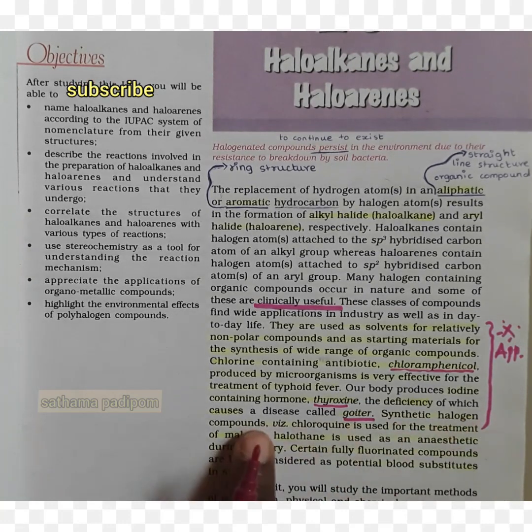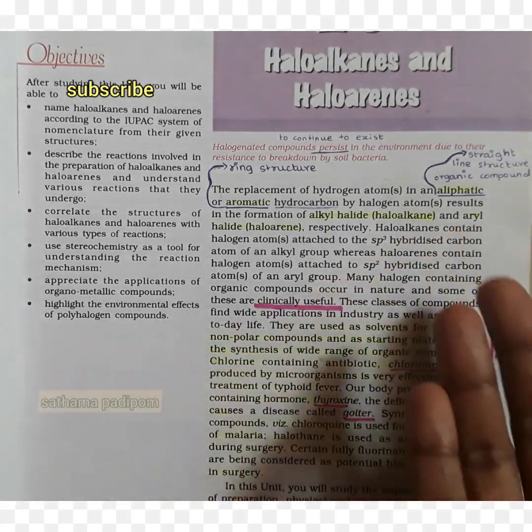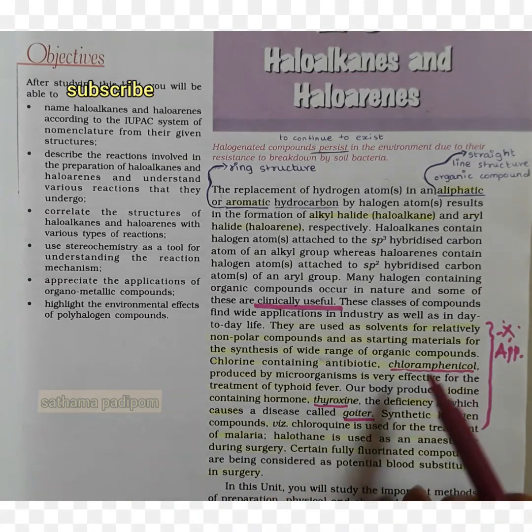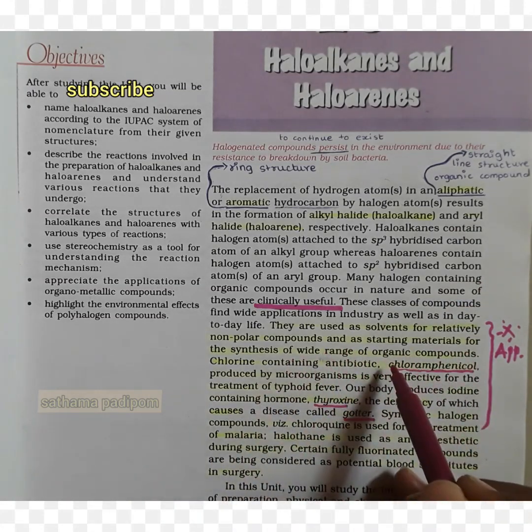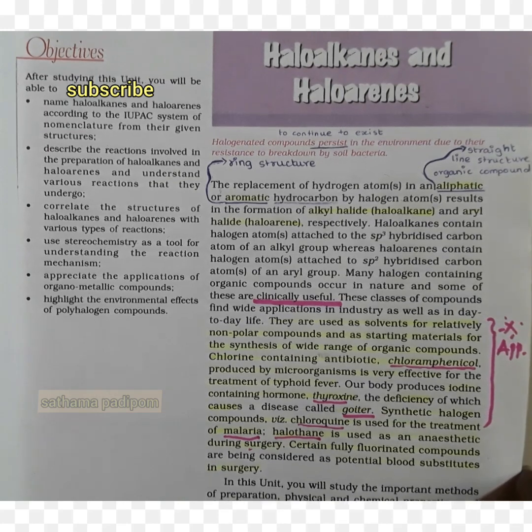Synthetic halogen compounds. So they are synthesized. We have synthesized them from the haloalkanes, haloarenes. Yes, here we have learnt one point: it is used to synthesize many organic compounds. For example, chloroquine. Okay, so what is the purpose of chloroquine? For the treatment of malaria. Next, halothane is used as an anesthetic during surgery. Certain fully fluorinated compounds are being considered as potential blood substitutes in surgery.